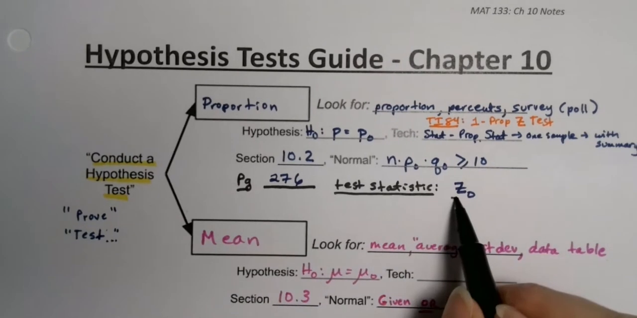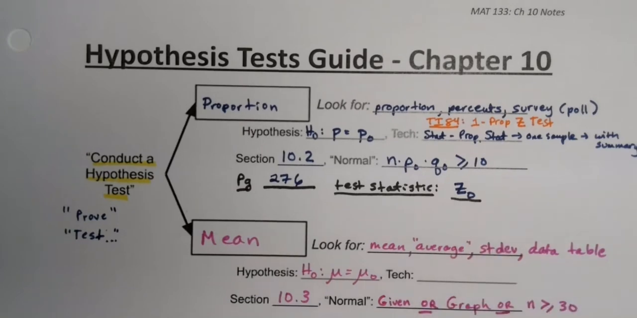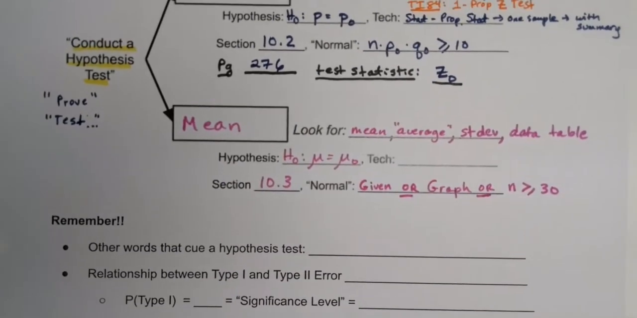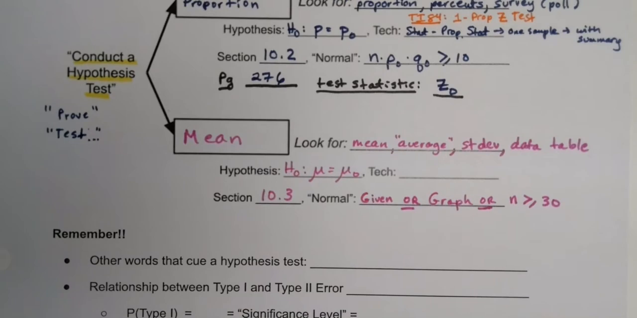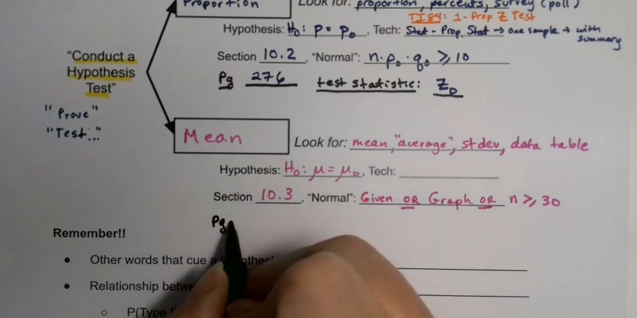Oh, I should have underlined that too. Okay, so now what about this one? Well, the tech for this one's a little different, so we're going to go to the T-stat area. And again, this is on page 274, so let me give it a little page thing. I should have added that in.